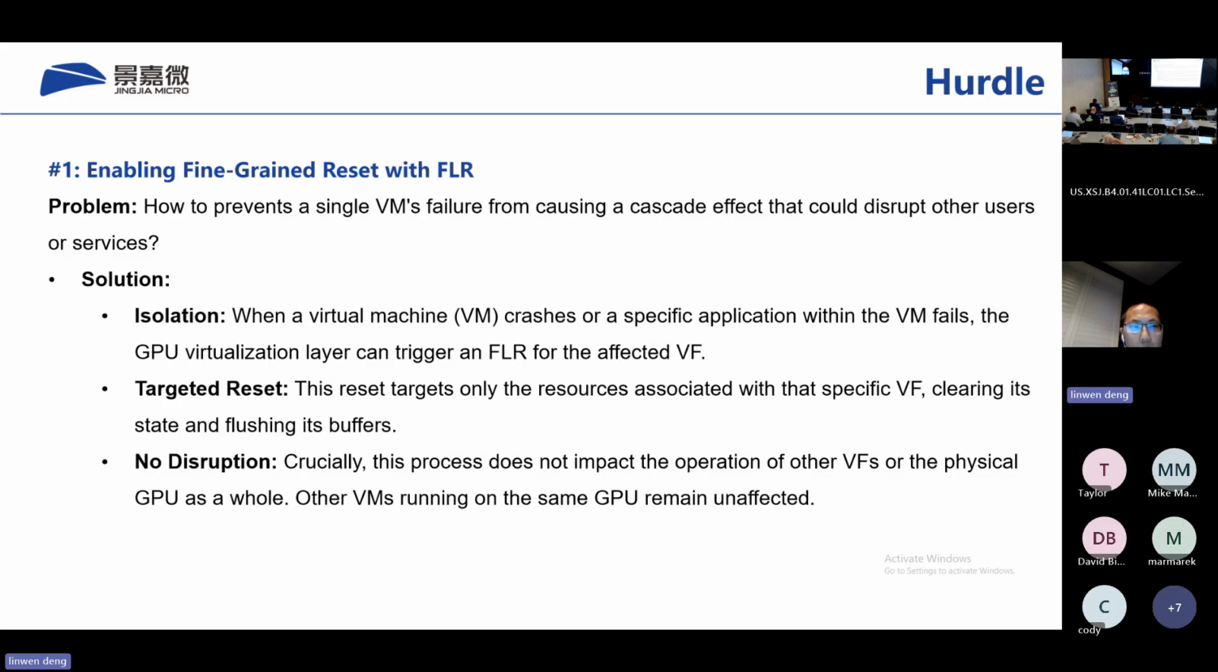Yes. When a virtual machine crashes or a specific application within the machine fails, the virtualization layer can trigger a function level reset for the affected VF. The reset touches only the resources associated with that specific VF. It clears its state and flushes its buffer. This process doesn't affect the operation of other VFs or the PF.